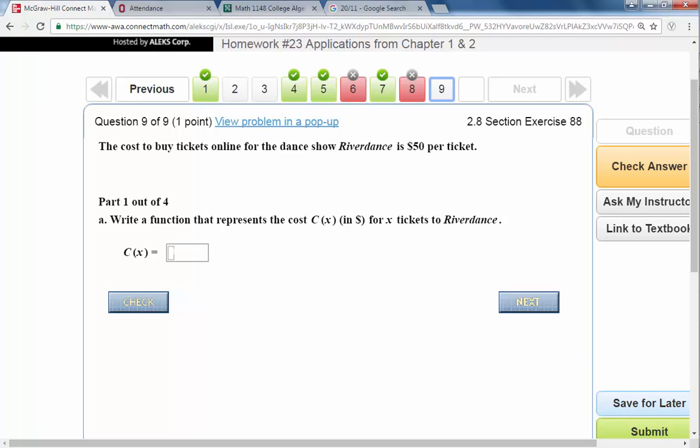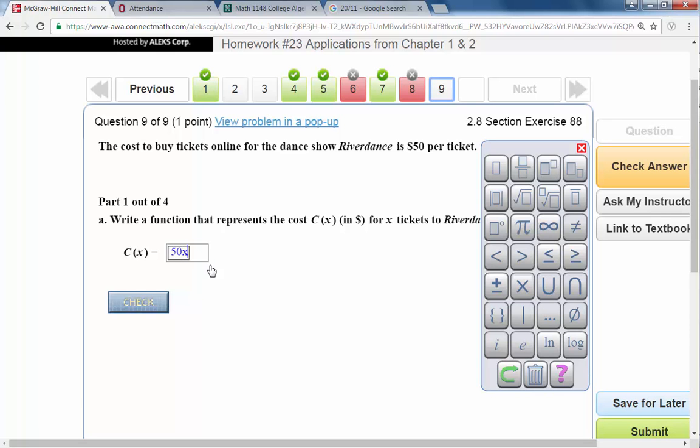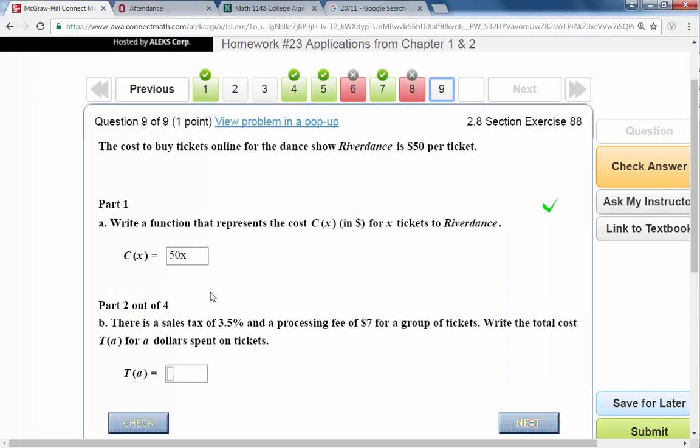If you sell X many tickets, $50 each, 3-second question, what is it? 50X is your cost. You need to spend $50 each, X many you're selling, and that's your cost of purchasing tickets. But it's not that easy. There is a sales tax and a processing fee now for group tickets. You need to compute now the amount you spend on the tickets, including tax and a processing fee of $7. So we need to add tax to each sale now and a fixed constant $7.